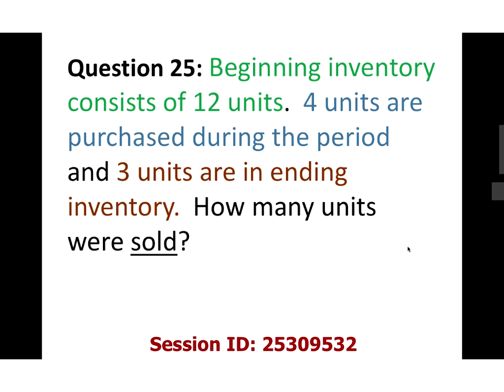Okay, so we have beginning inventory 12 units, plus we purchased 4 units during the period, so we had 16 units available for sale. And it's telling us of those 16 units, we have 3 left. So if we had 16 units total and we have 3 left, then that difference has to be how many units were sold.